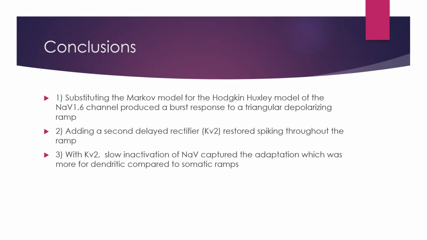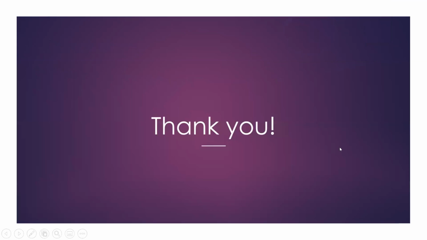So I didn't replicate adaptation. I replicated the bursting that happens when you block Kv2, which showed us what was the problem with our model. So then we put in Kv2, and that restored spiking. And with both Kv2 and the slow inactivation of Nav1.6, we were able to capture the adaptation and the accentuation of that adaptation in the dendrites and the decrease in spike height that you see in the dendrites. And I'm ready to take some questions.